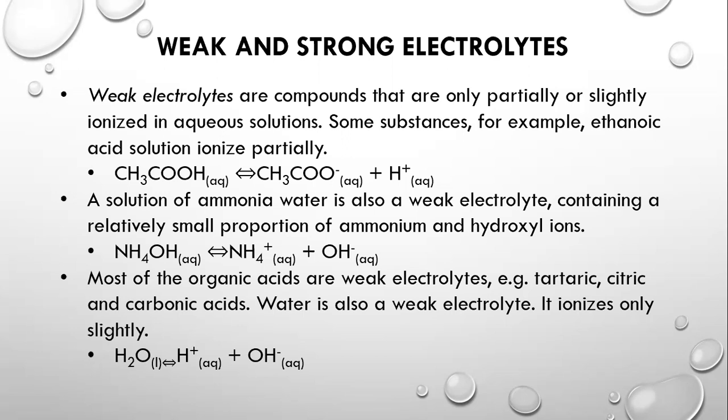Now let's start with the weak electrolytes. These are compounds that are only partially or slightly ionized in aqueous solutions. For example, ethanoic acid solution ionizes partially. As you can see in the equation, it ionizes partially to give hydrogen ions. So it doesn't ionize completely. Any electrolyte that does not ionize completely is what we call a weak electrolyte.